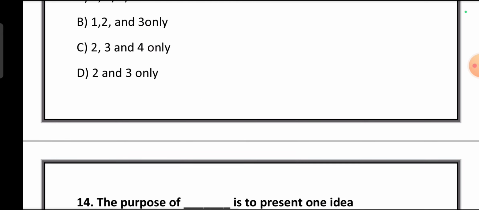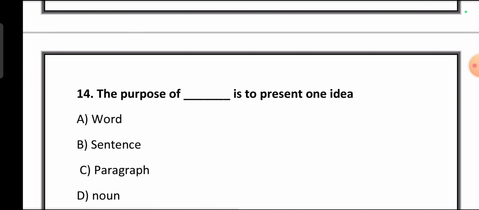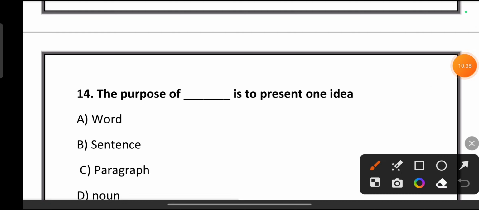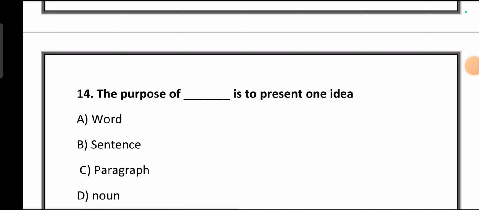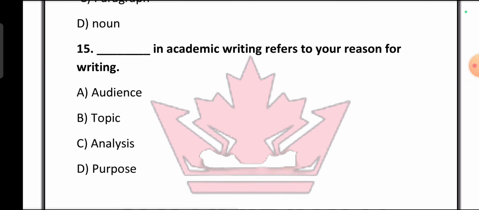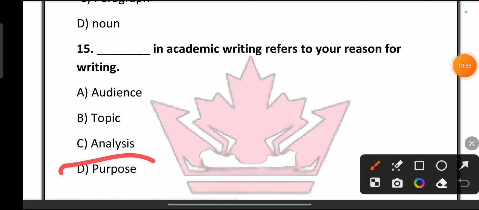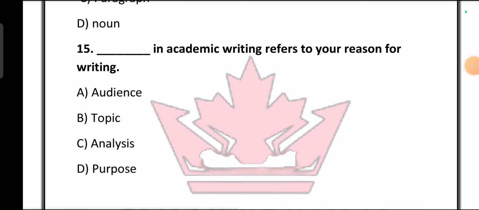The next question, the purpose of a dash is to present one idea. These questions may have come from your generic elective, but the right answer will be paragraph, option number C. And question number 15. Dash in academic writing refers to your reasons for writing. Right option will be purpose.